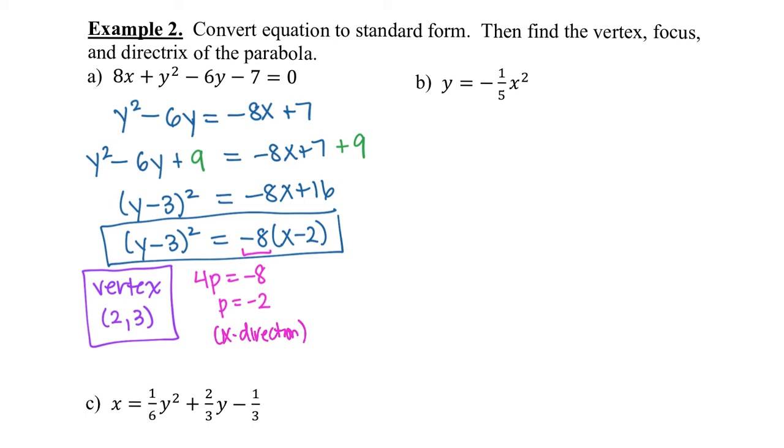Okay, so what am I finding? Focus. My focus in the x direction, it's going to go -2 from the vertex. So the vertex was 2. I'm going to go -2 in the x direction. But I'm not going to change the y coordinate. So the focus is going to be 0, 3. And then what else do I need? I need my directrix.